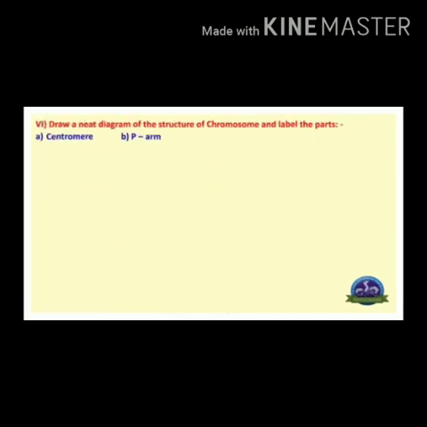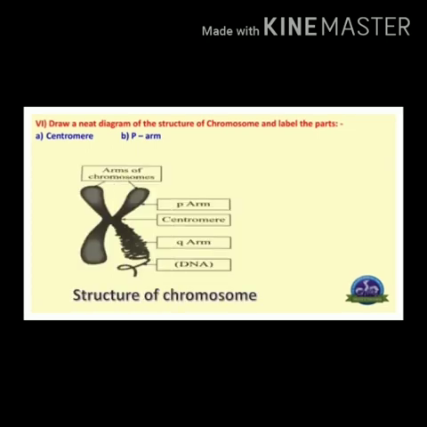Now let's read question number 6. Draw neat diagram of structure of chromosome and label the parts. A. Centromere. B. P-arm. This question was also asked in board exam of March 2019. So students, draw diagram of chromosome and label P-arm and centromere. Student, also label other parts of chromosome for practice. That is arms of chromosome, Q-arm and DNA. Write the heading structure of chromosome.